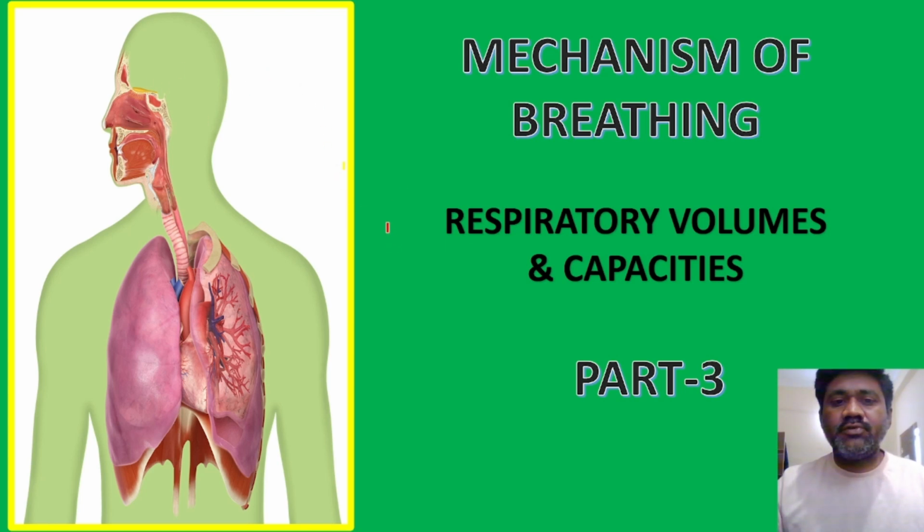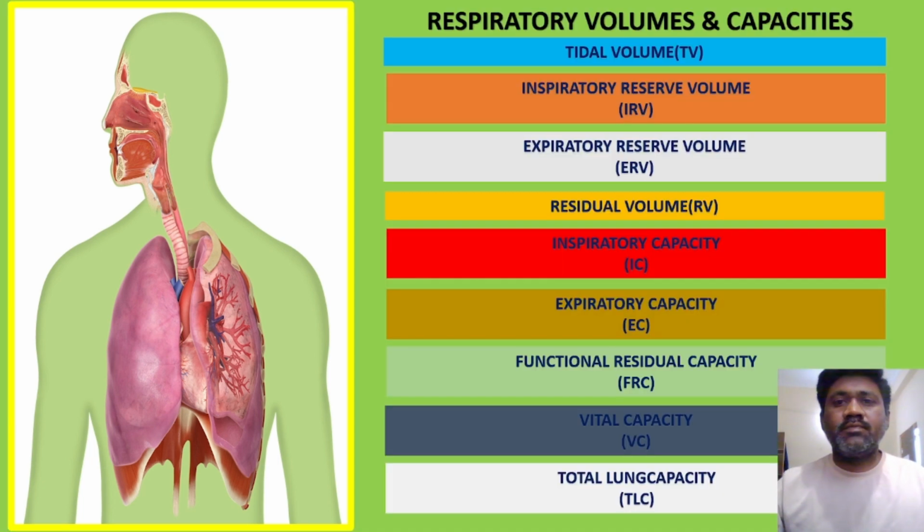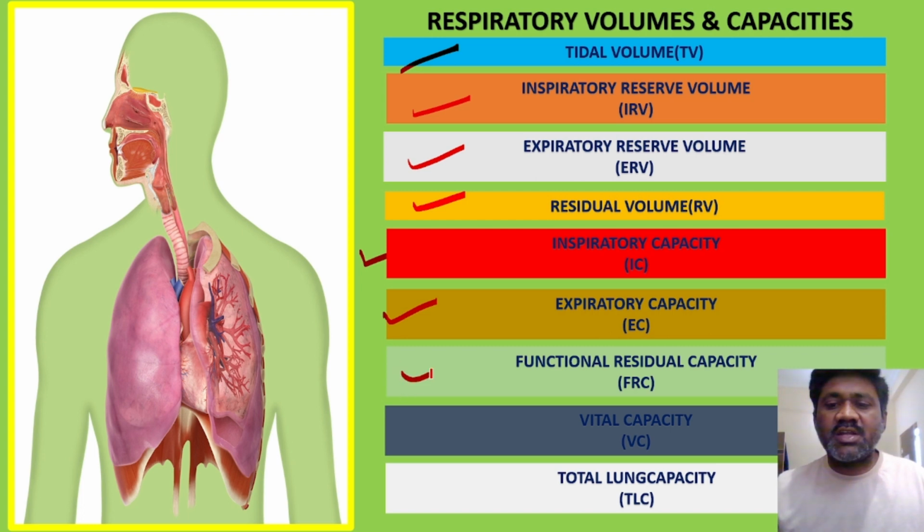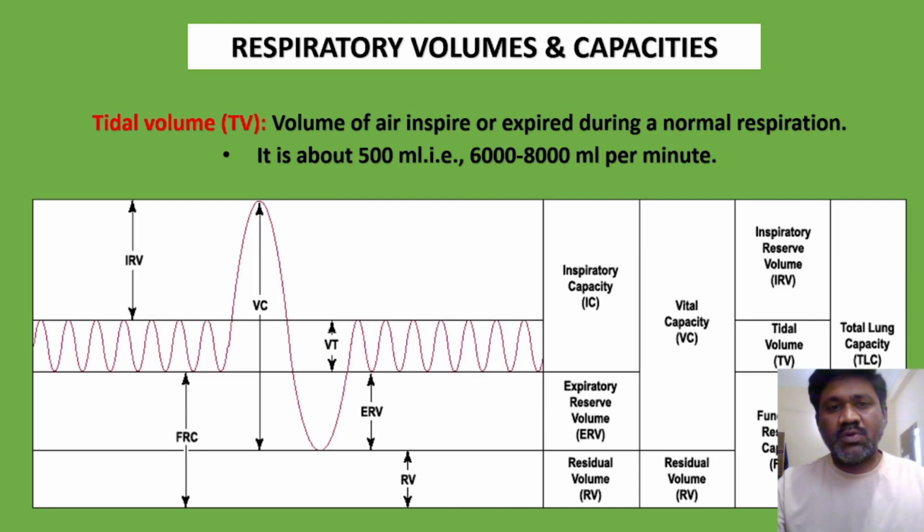Today in this video we are going to learn about the respiratory volumes and capacities from the mechanism of breathing. What are the respiratory volumes and capacities we are going to learn? Tidal volume, inspiratory reserve volume, expiratory reserve volume, residual volume, inspiratory capacity and expiratory capacity, functional residual capacity, vital capacity and total lung capacity. Right, first one is the tidal volume.